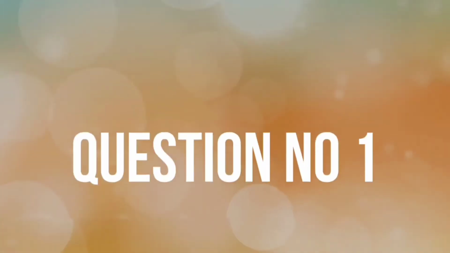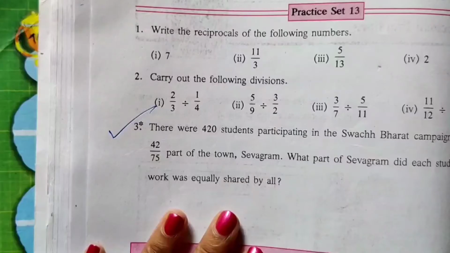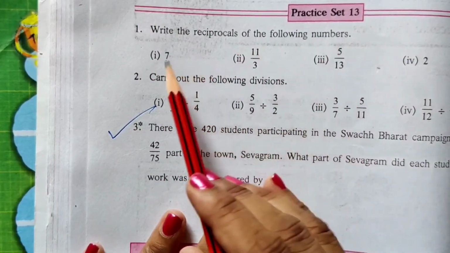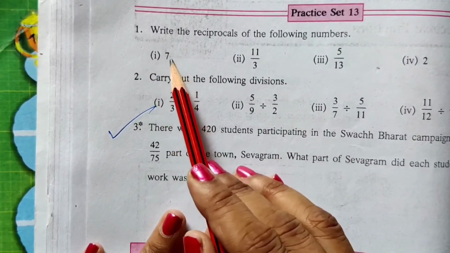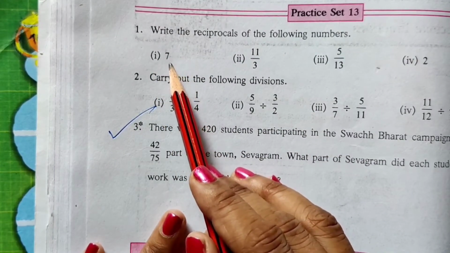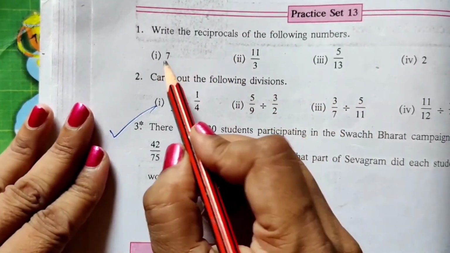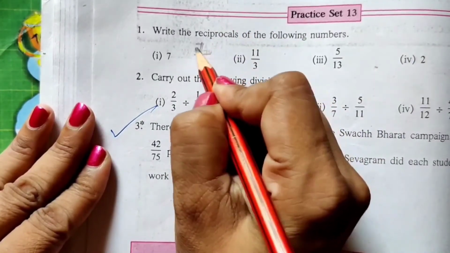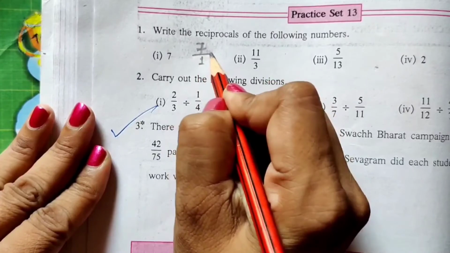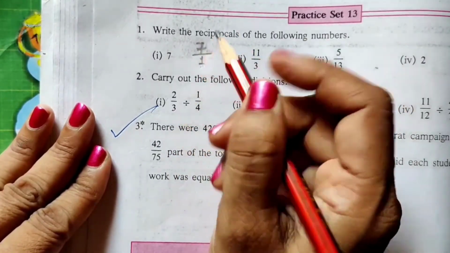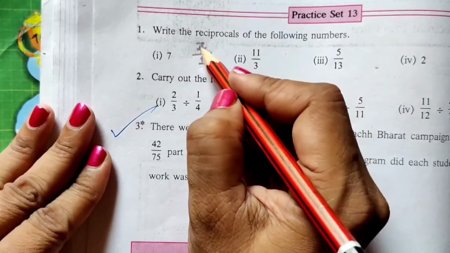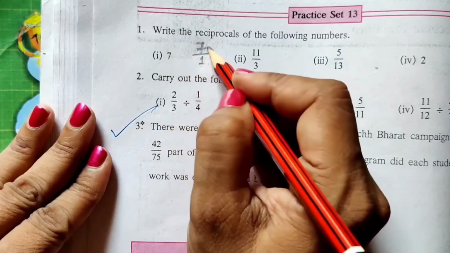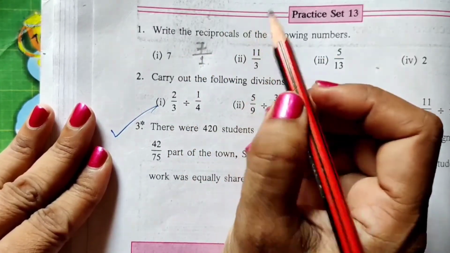Now let us solve question number 1 from practice set 13. The first question is, write the reciprocals of the following numbers. The first number is 7. Children, you all know that when a single number is there, it means that 1 is always in the denominator. So 7 means 7 upon 1. So the reciprocal of 7 upon 1 will be 1 upon 7. While writing the reciprocal, we write the numerator in place of the denominator and the denominator in place of the numerator. We exchange the numbers between numerator and denominator.